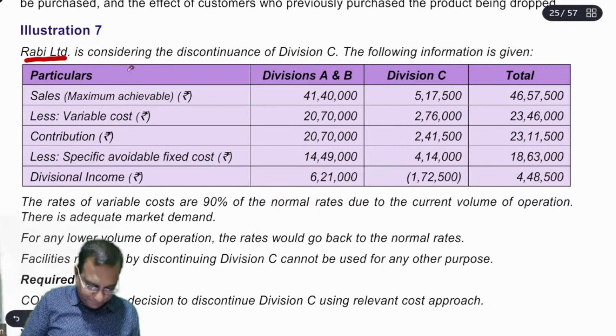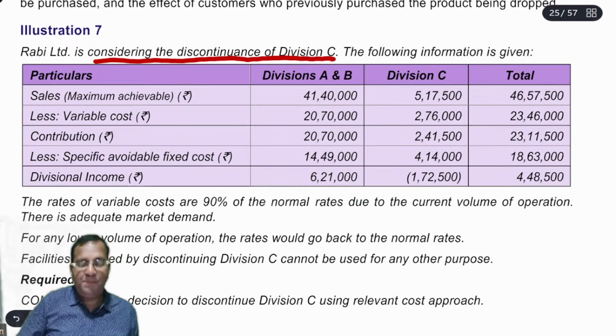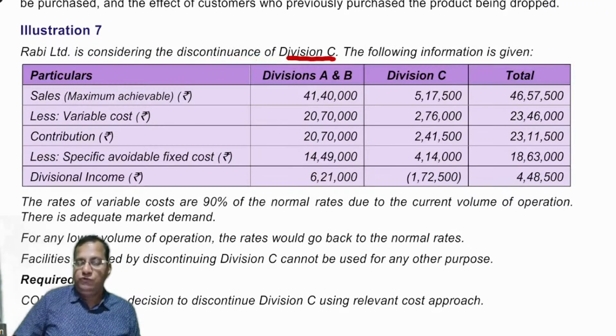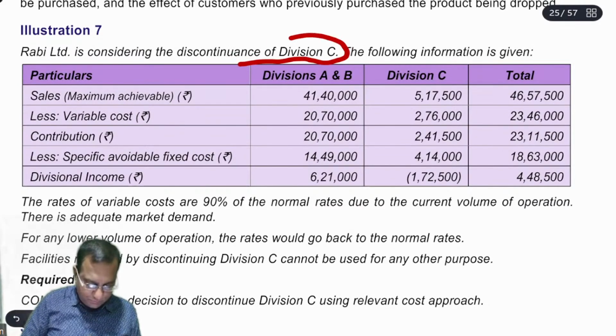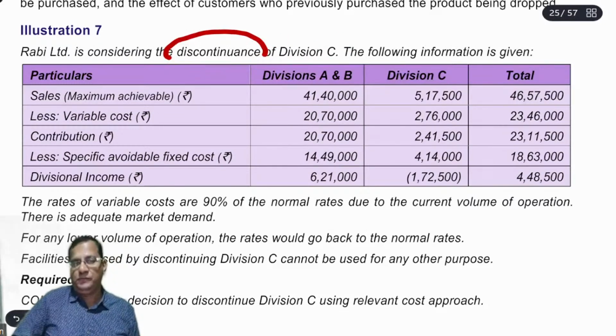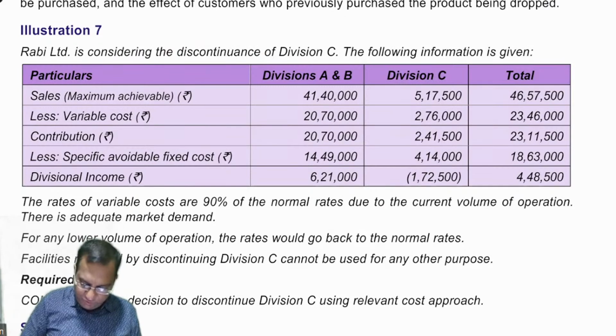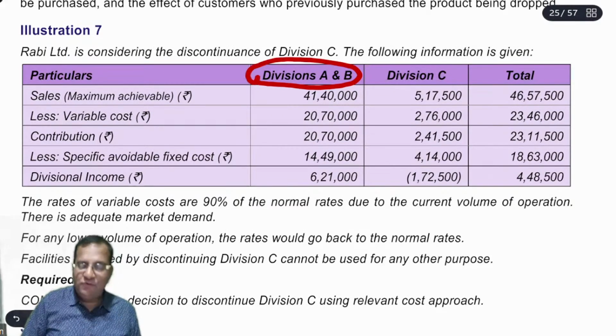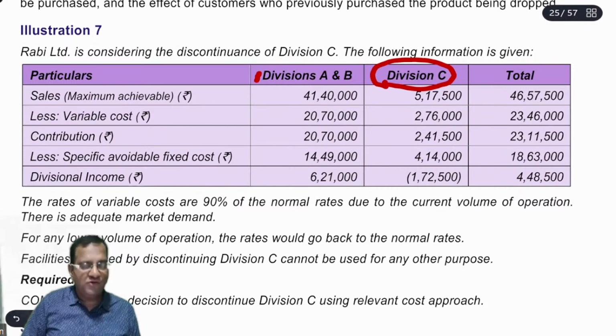Rabi Limited is considering the discontinuation of Department C. So what is the decision in hand? Whether to continue Department C or whether to discontinue Department C. This is the decision. The following information is given. Department A and B data are given combined. Department C, which is the decision in hand, is given separately. Total is being given to you.